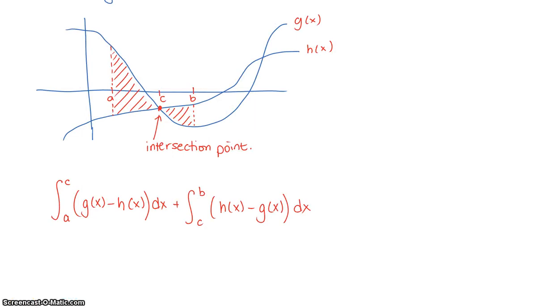For instance, if I was looking at these two curves, your g of x and h of x, they cross at a point C. So g of x goes above from C to A, but h of x goes above from C to B. So when you write your integral, it's going to go from A to C. C is your intersection point, and it's the point where they change from one being above to the other one being above.